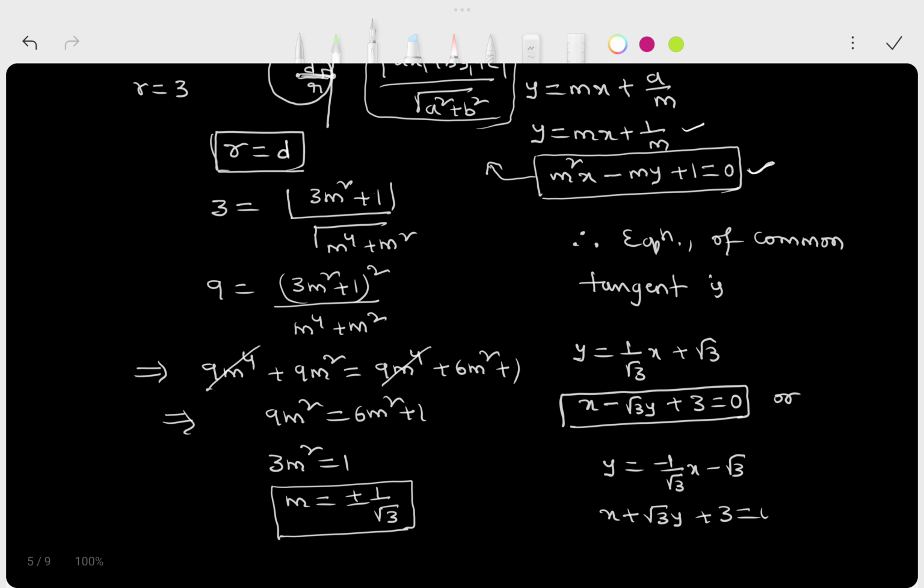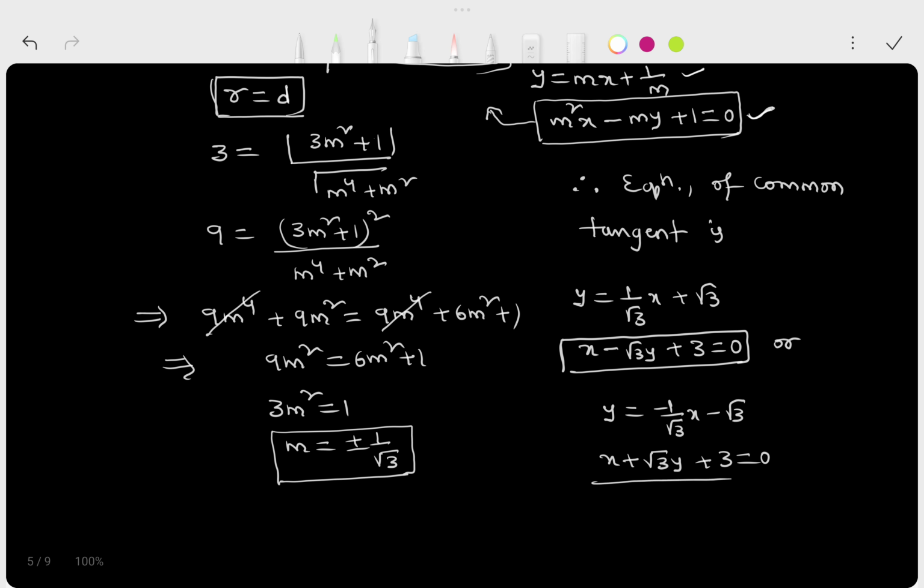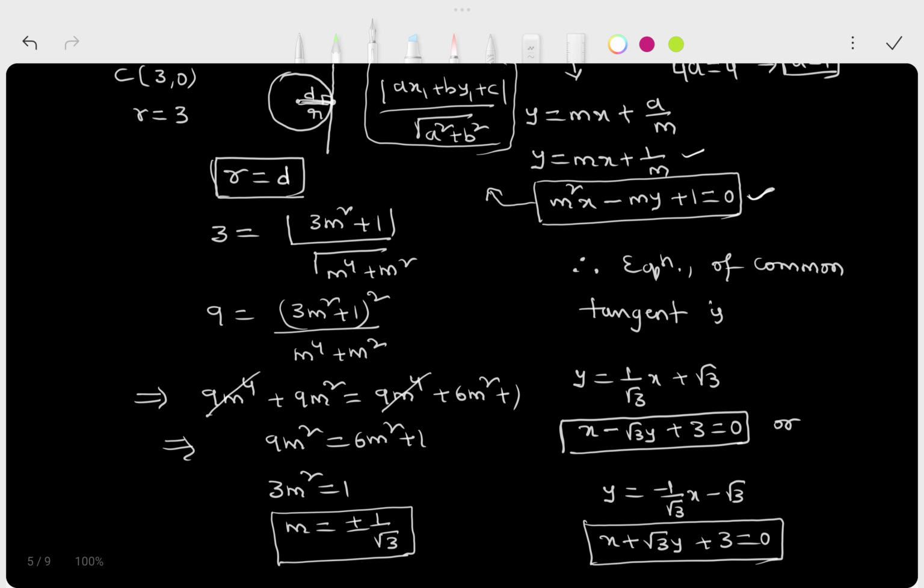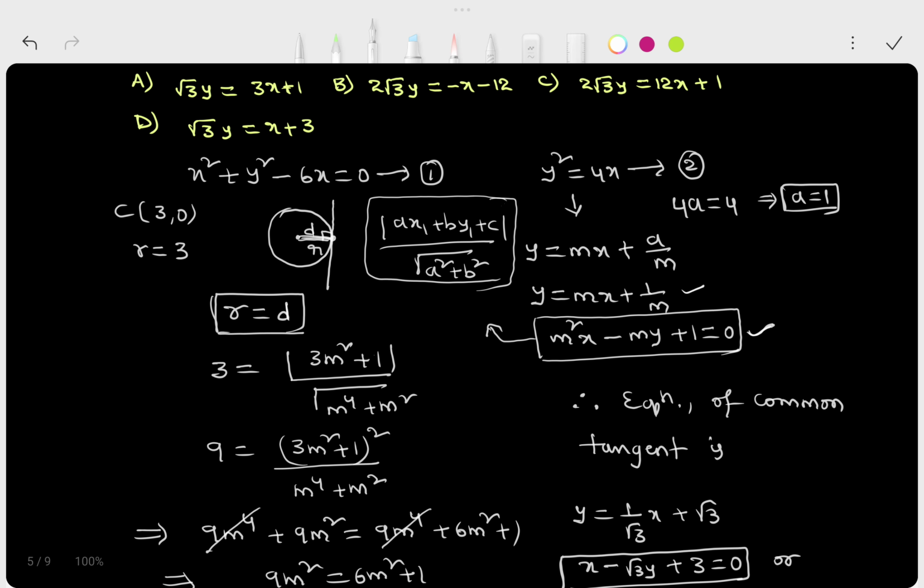So the possible common tangents will be x plus root 3 y plus 3 equals 0 or x minus root 3 y plus 3 equals 0. According to these conclusions, what is your correct answer? See this one, your answer will be x minus root 3 y plus 3. So the right option is D.